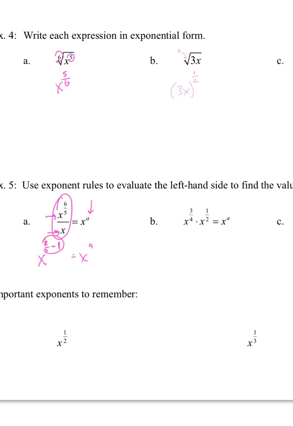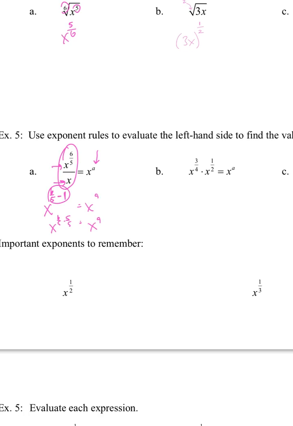So 6/5 minus 1 is the same thing as 6/5 minus 5/5, which is x to the 1/5. So a is 1/5.